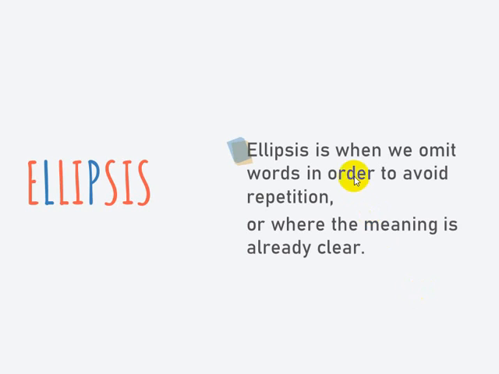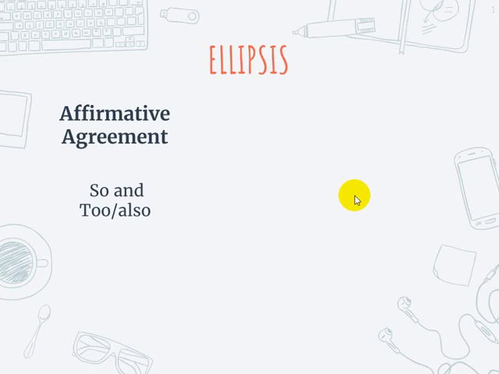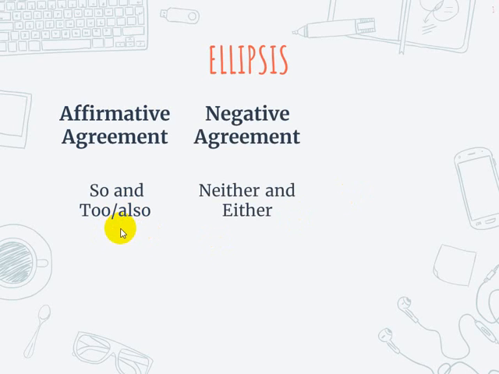Ellipsis is when we omit words in order to avoid repetition, or where the meaning is already clear. So it is omitting some words. In this video, I will divide it into three. The first one is affirmative agreement, so and too or also, and then negative agreement, neither and either. And the last part is contradicting clauses.